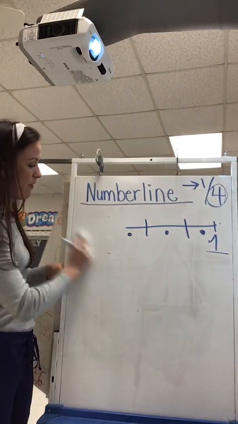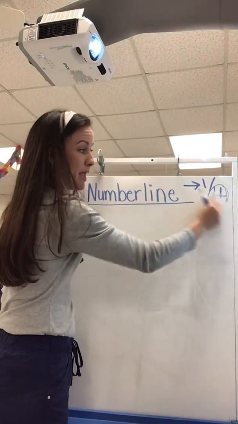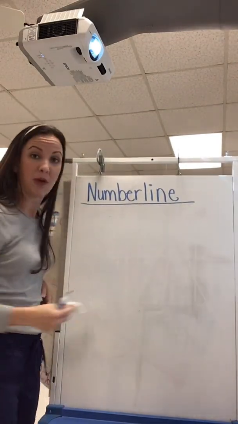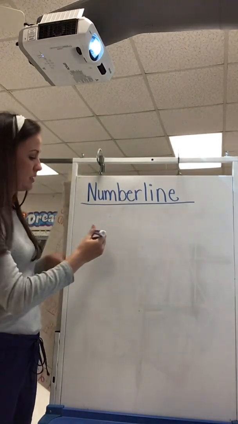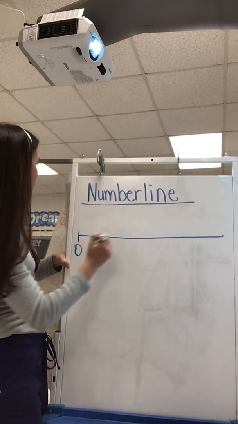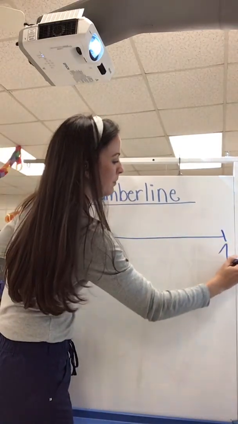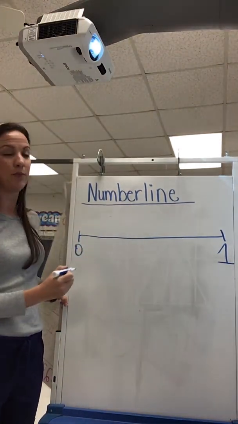Let's look at another one. Actually, while I'm erasing, go ahead and get you a piece of paper and a pencil. I want you to practice this, okay? You can pause the video, go get it, and then come back, all right? So we're going to do fractions on a number line. Starting with 0, ending with 1. That's our starting point and our ending point.